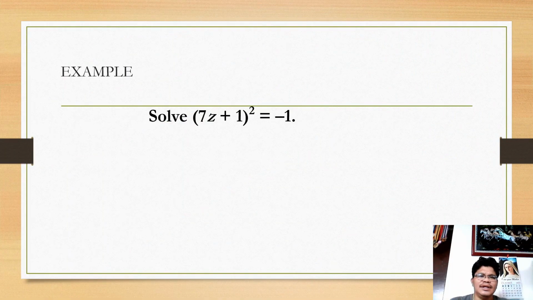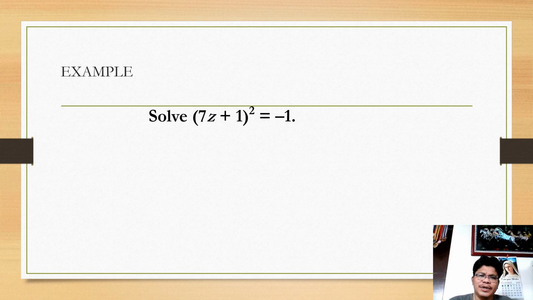So let us now proceed to the next example. Solve the quantity of 7z plus 1 raised to second power equals negative 1. So, the same as in the last examples 1 and 2, check the value of a, isolate the quadratic term. Now in this example, the value of a equals 1. The quadratic term was already isolated, so get the square root of both sides. Now, what is the square root of the quantity of 7z plus 1 raised to second power? Of course, the answer is 7z plus 1.